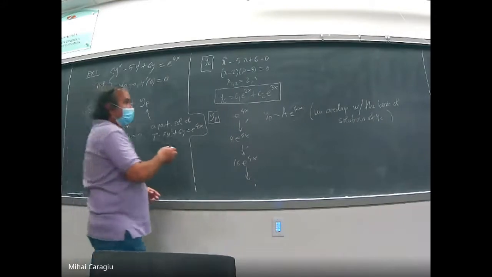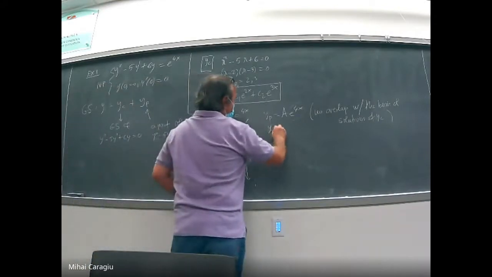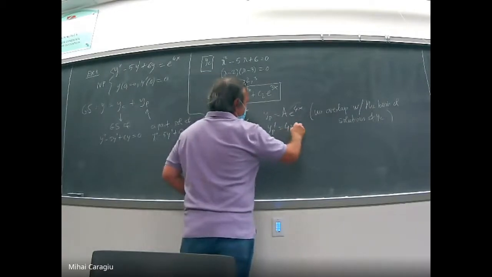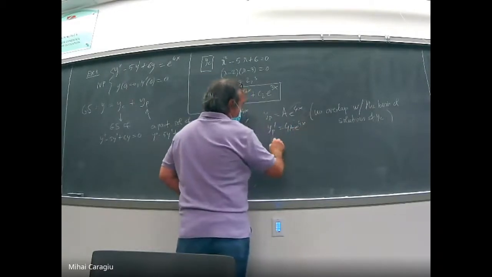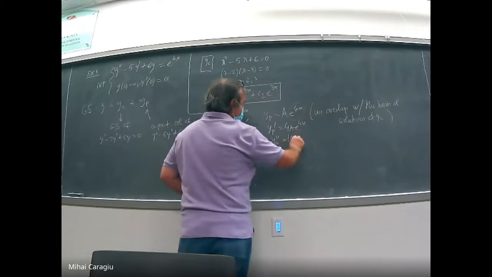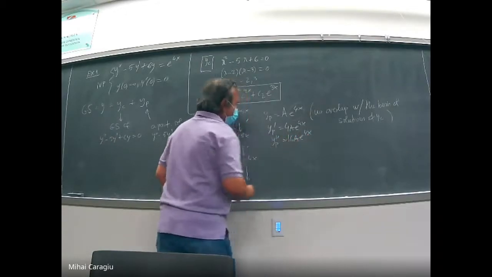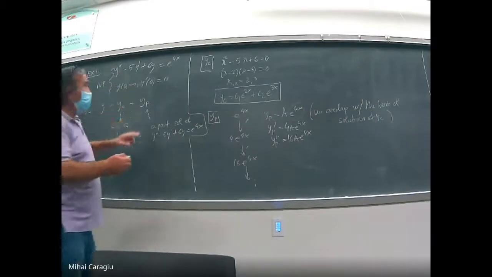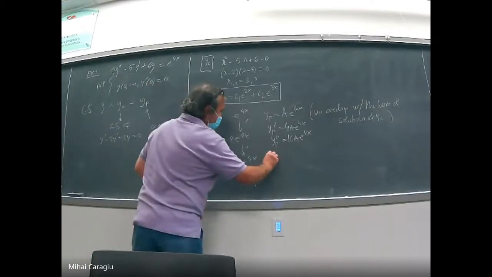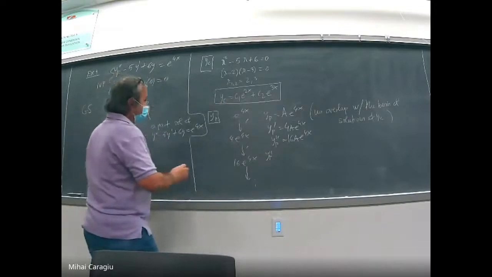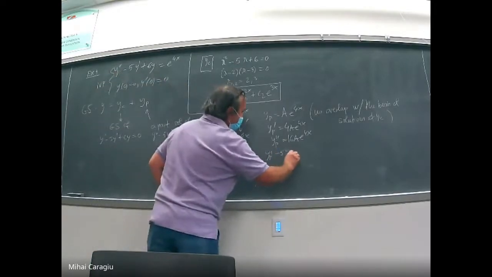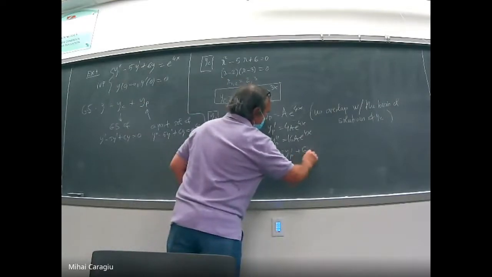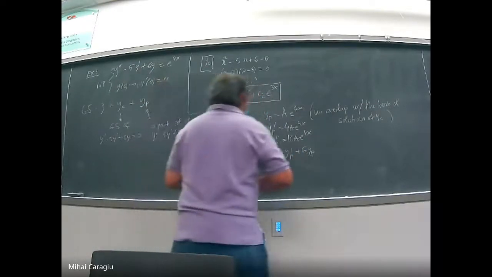So we have y sub p. y_p prime is what? It's 4a e to the power 4x. y_p double prime is 16a e to the power 4x. And then replace y sub p in the equation. So what will be y_p double prime minus 5 y_p prime plus 6 y sub p?